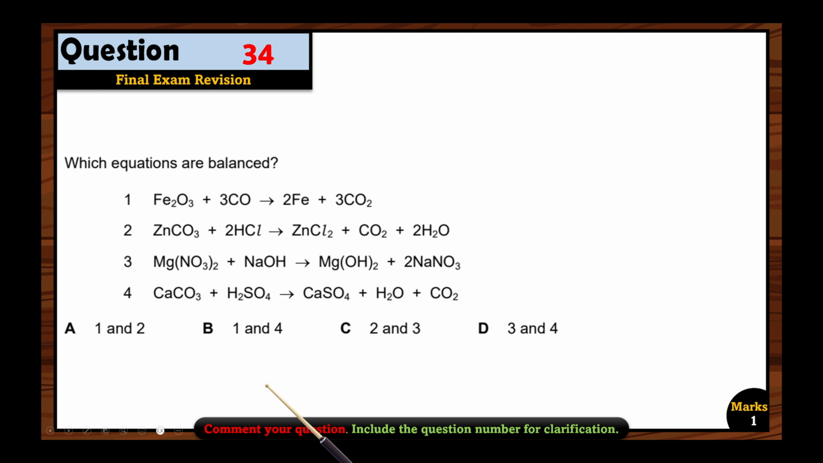So now we have to look for the option which has equation 1. So 1 and 2 or 1 and 4. So it means we don't have to look at option 3. It is not balanced, right?